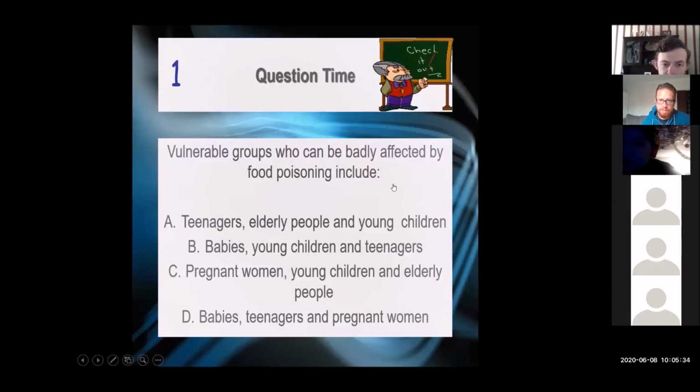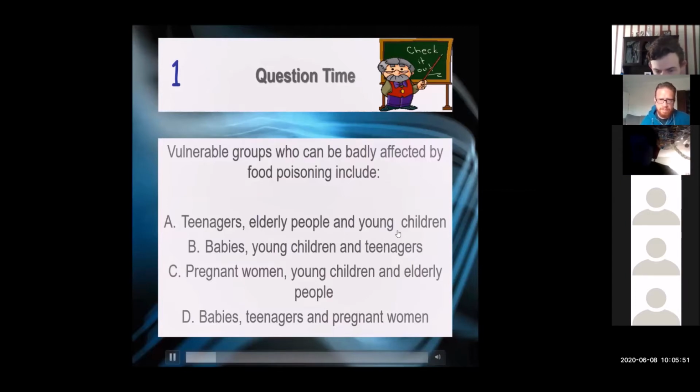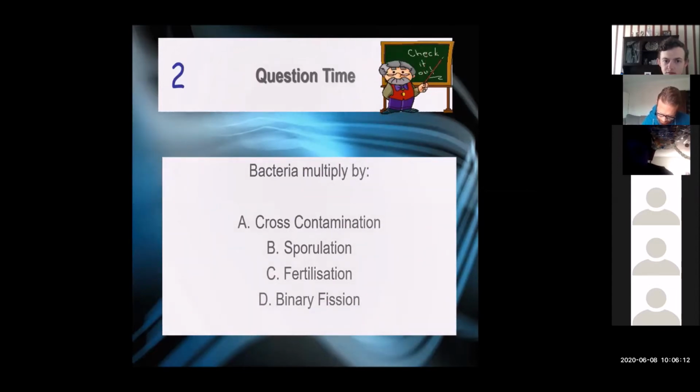Teenagers, elderly people and young children. B. Babies, young children and teenagers. C. Pregnant women, young children and elderly people. Or D. E. Babies, teenagers and pregnant women. Question 2. Bacteria multiply by A. Cross-contamination, B. Sporulation, C. Fertilization, or D. Binary fission.